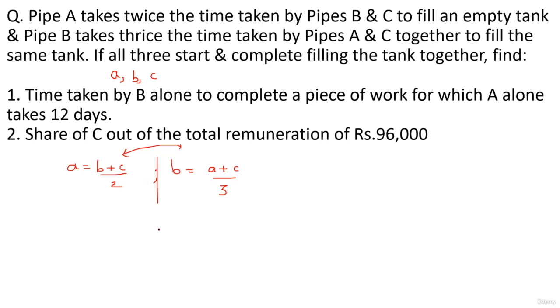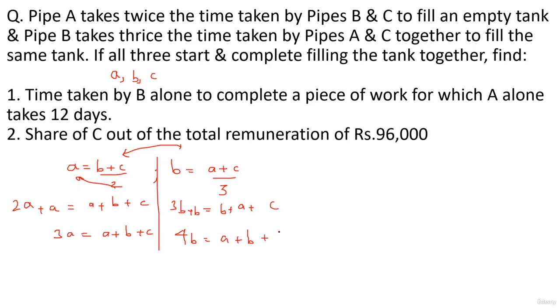Now, just observe. Here we take 2 on the left hand side. I will get 2A is equal to B plus C. Now I'll add A on both sides. When I do that, I will get 3A is equal to A plus B plus C. Same thing I'll do for the second condition. I'll take 3 on the left hand side. I'll get 3B is equal to A plus C. I will simply add B on both sides. So I will get 4B is equal to A plus B plus C.